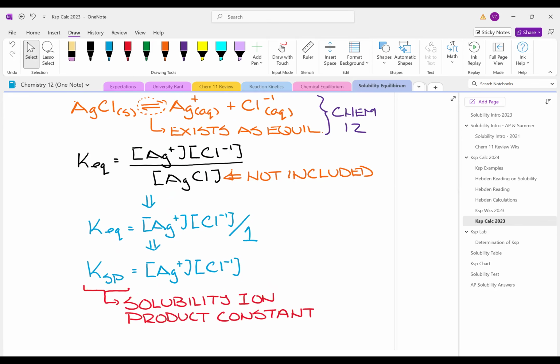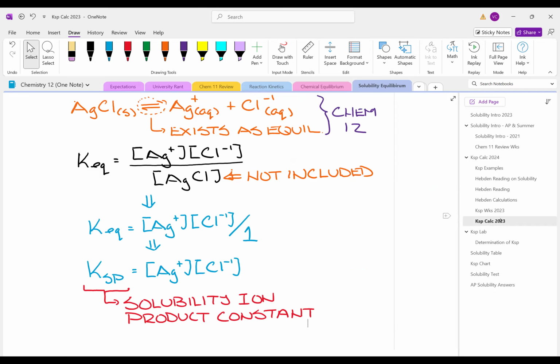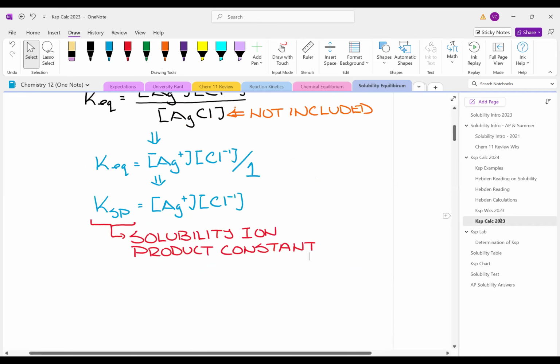Now, why do we call it solubility ion? Because remember the definition back in the first section: solubility is the amount needed to form a saturated solution, or the amount needed for a solution to reach equilibrium. So when we multiply those values together, we call it the solubility ion product constant.